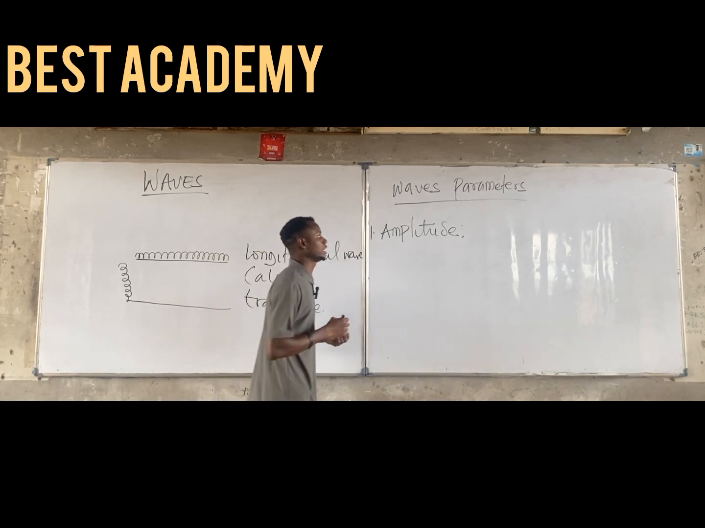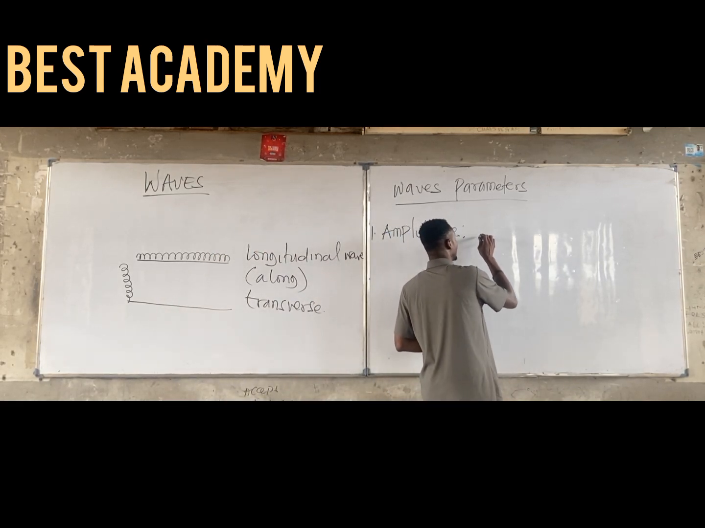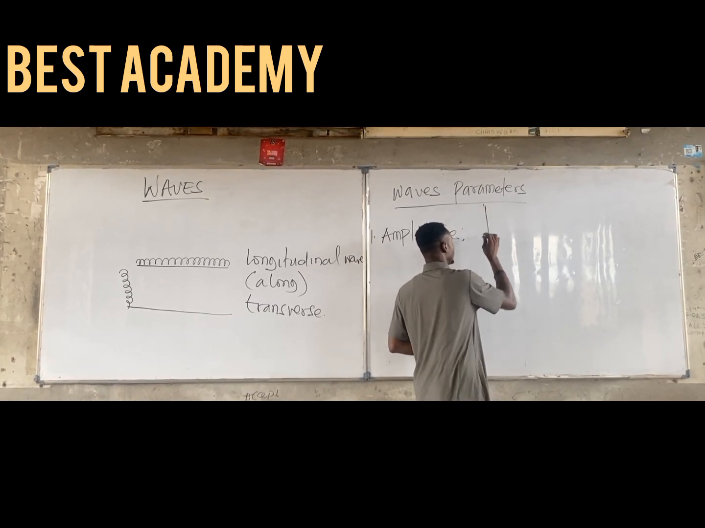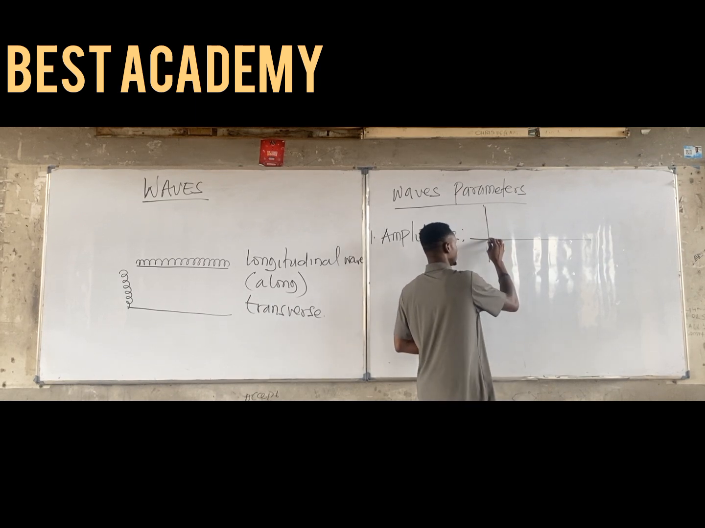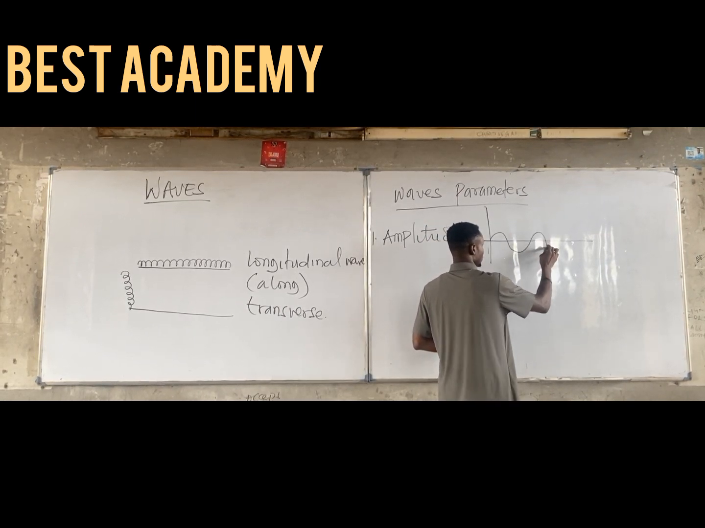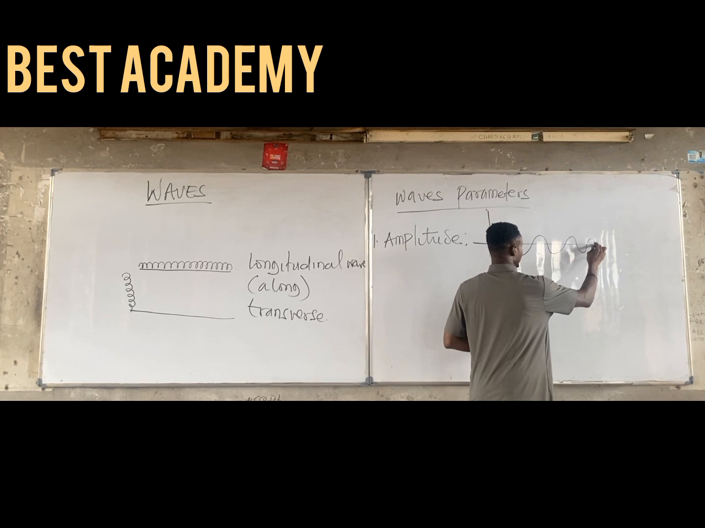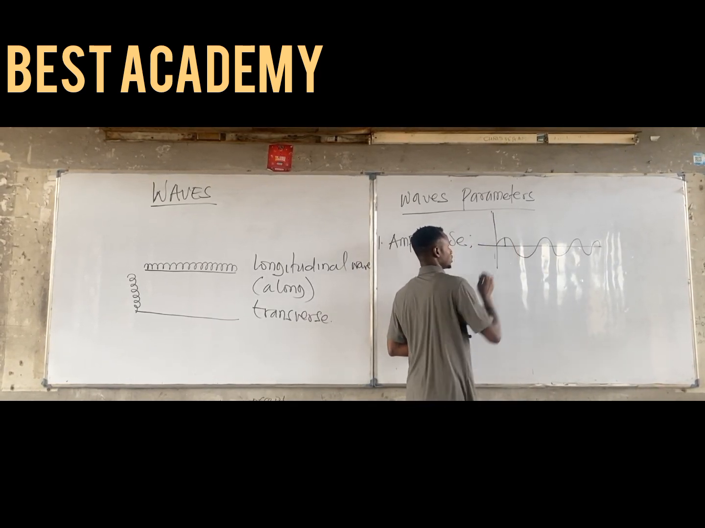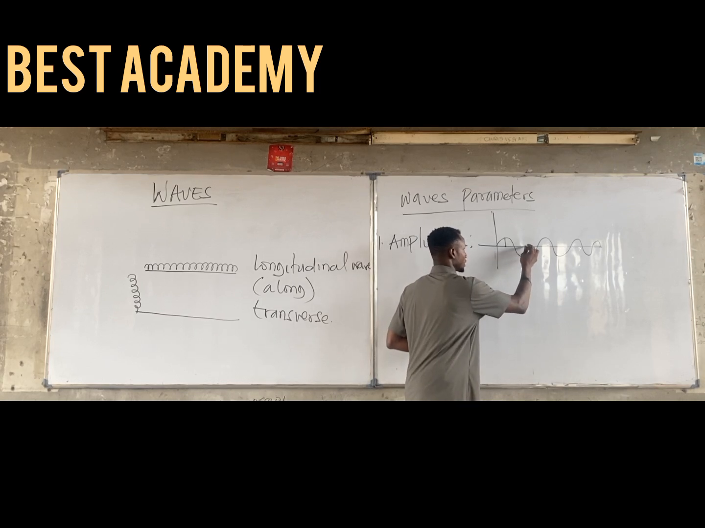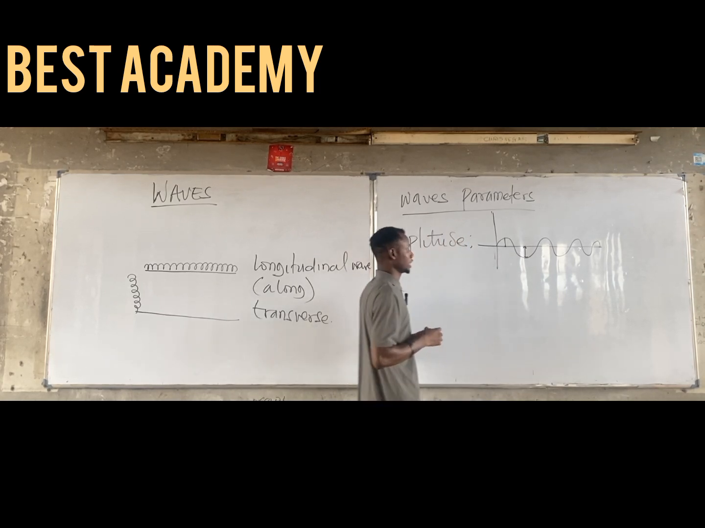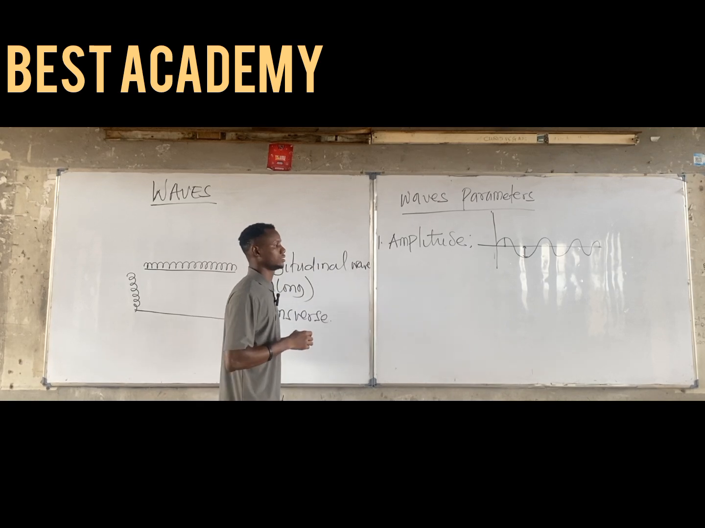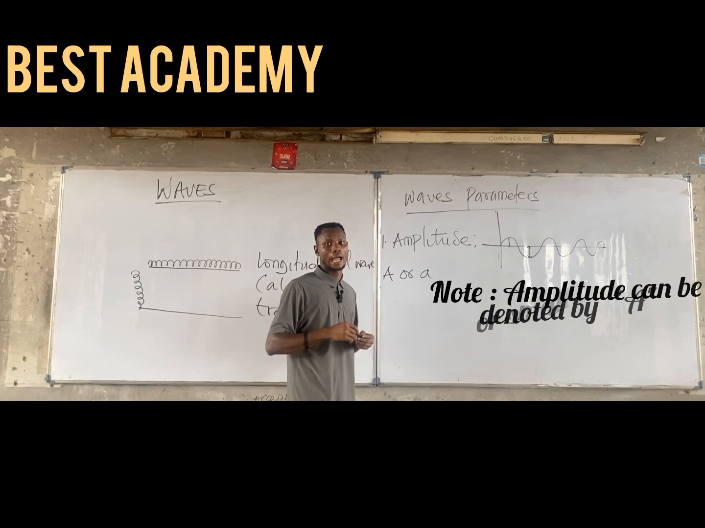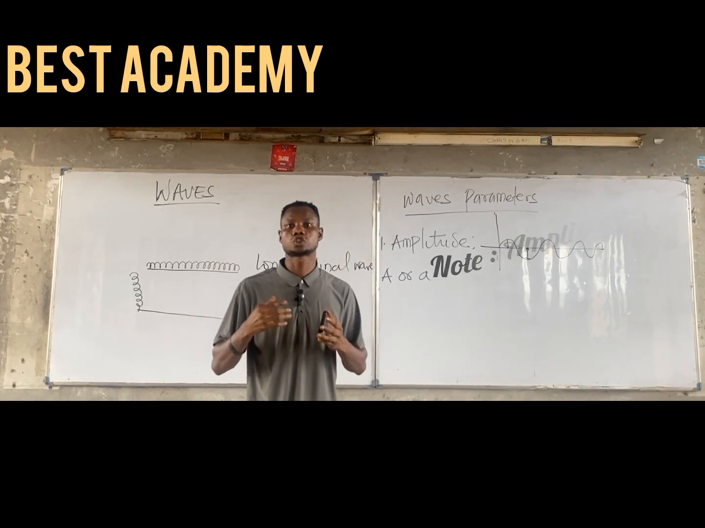Now, how do we identify amplitude here? If I have a rough sketch like this, sorry for this, it is just freehand sketching. The distance from here to here is said to be the amplitude, or this to this. Please take note. And please write, amplitude can be denoted by A or small letter a.